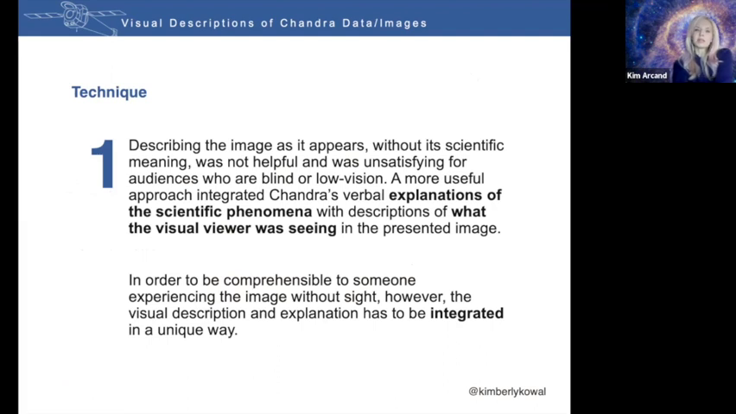And I'm going to let JJ and Christine talk about the detail of the technique that we're using, but essentially there are two key things. One is that it's important to describe the image as it appears, yes, but without scientific meaning, it was really an unsatisfying exploration for people who are blind or low vision. And so we've taken an integrated approach where we're combining the explanation of the science with a description of what the visual viewer would be seeing. And then we're really testing that very well, and we're trying to make it an integrated package.